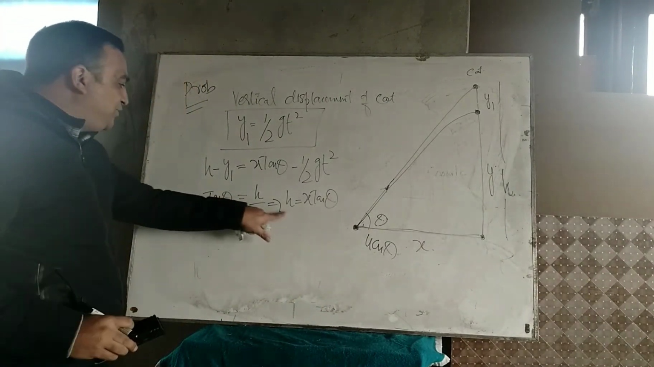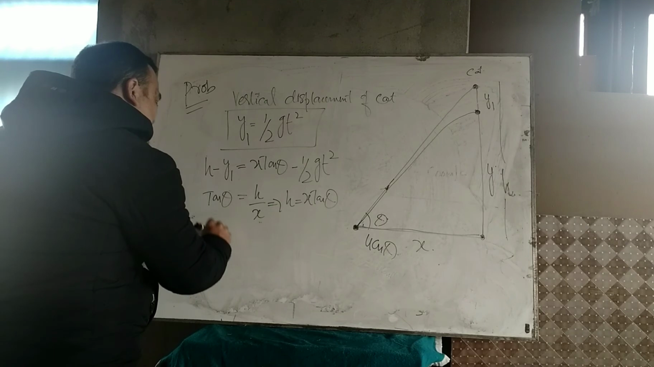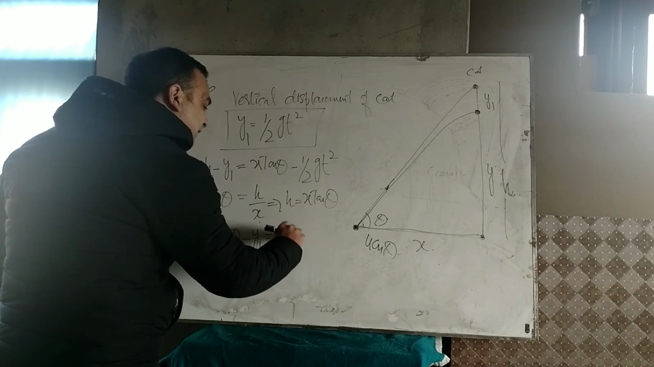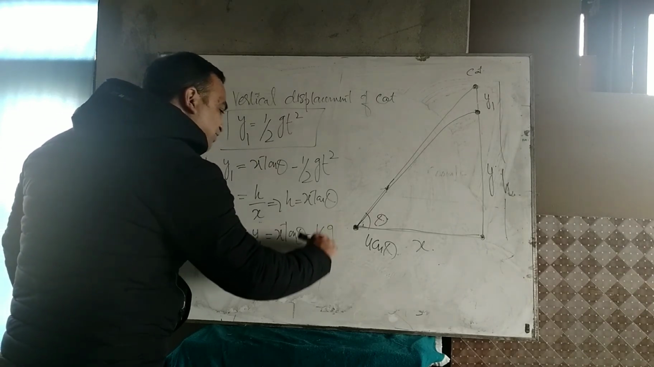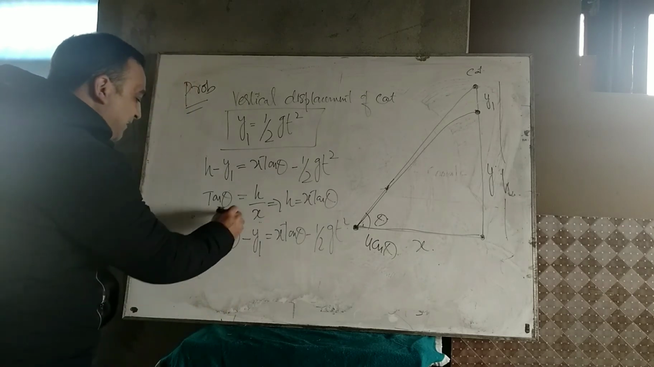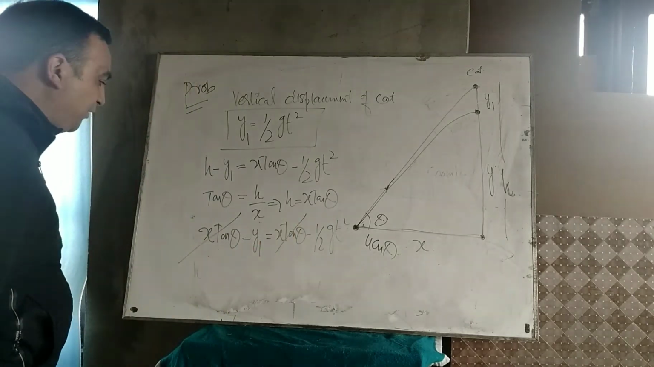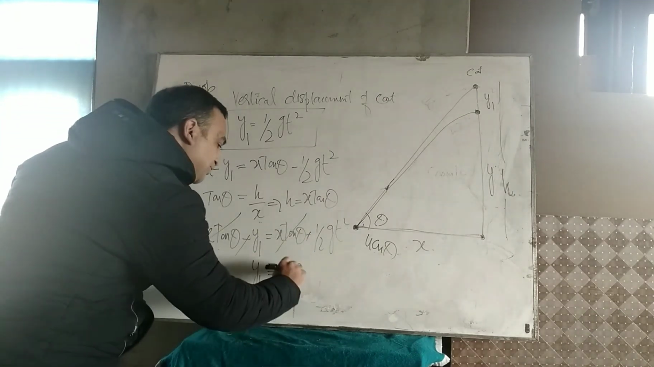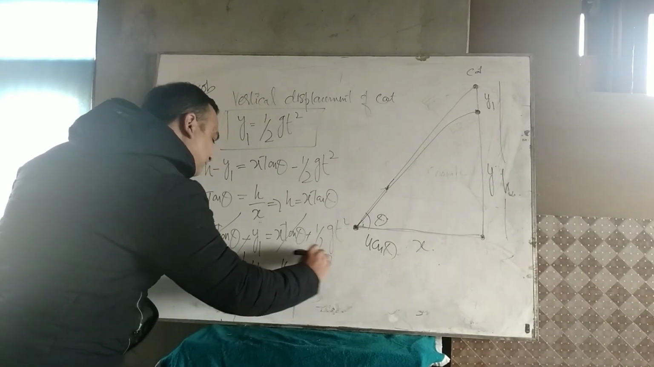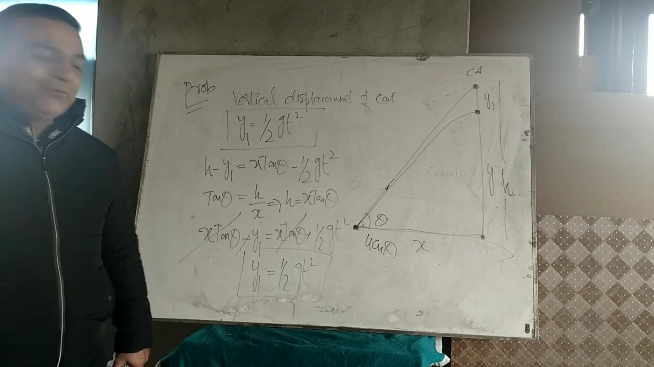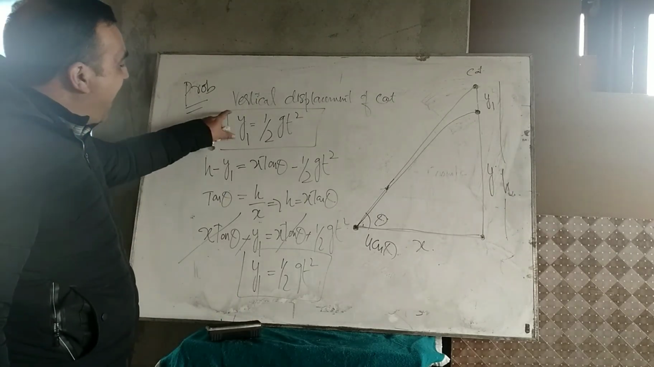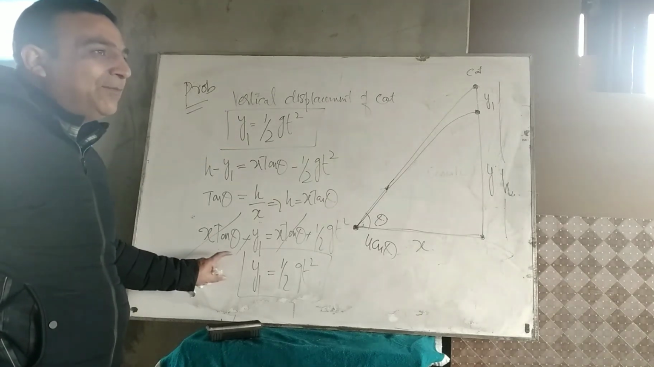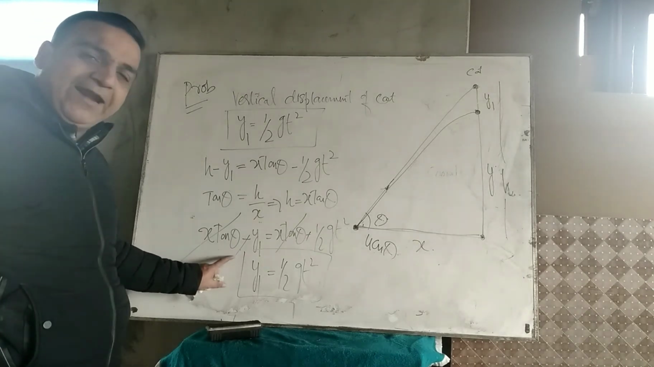I can use this h in this equation, and I'll get x tan theta minus y1 is equal to x tan theta minus 1/2 of gt square. This x tan theta and x tan theta will be removed from this equation. This minus and minus will be removed, and y1 will come 1/2 of gt square. So you must have seen that the height that was lost by the cat is equal to the height that has been lost by the ball when it was shot in air.